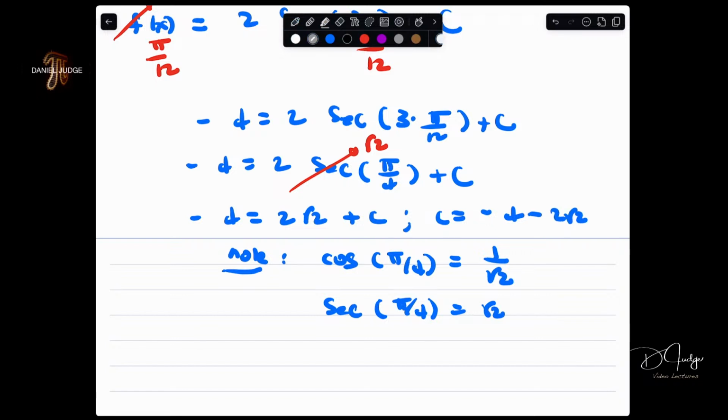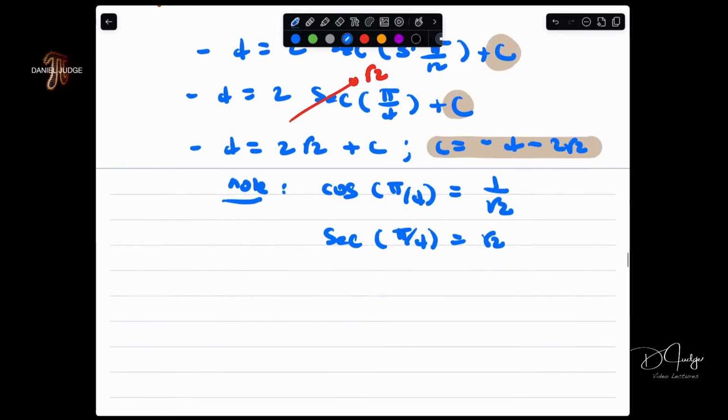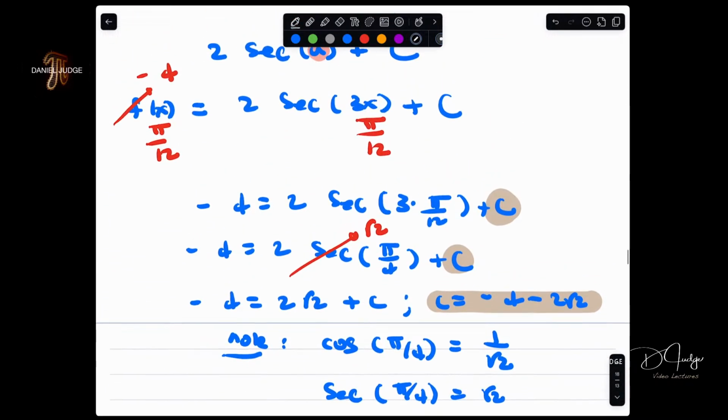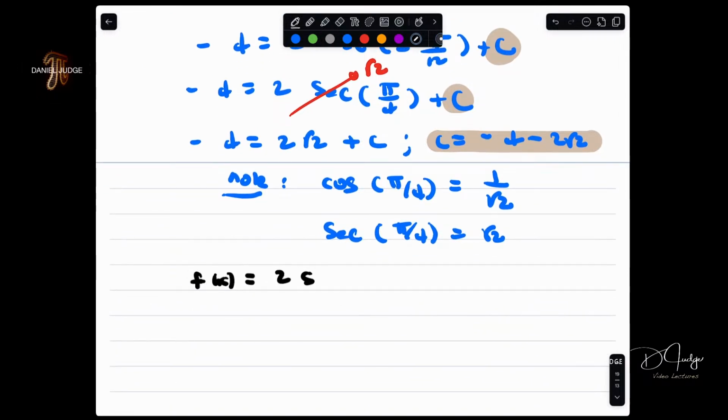Here's our constant c, right? Negative 4 minus 2 square root of 2. So the function is, the answer is 2 secant 3x minus 4 minus 2 square root of 2, looks like.